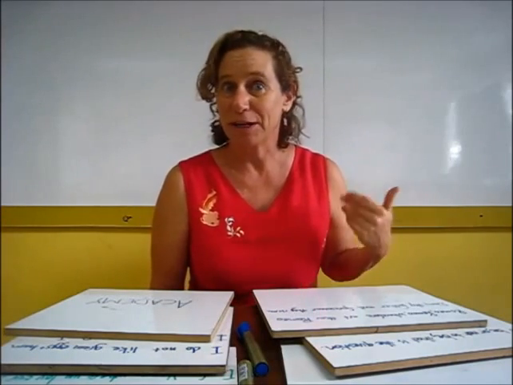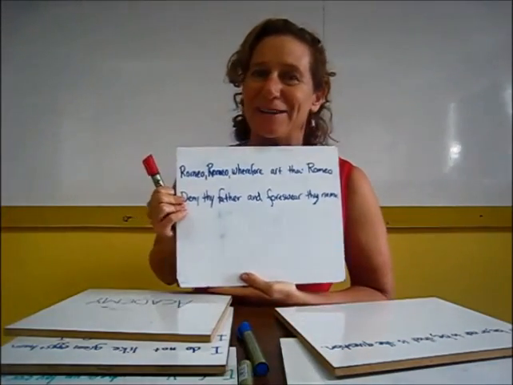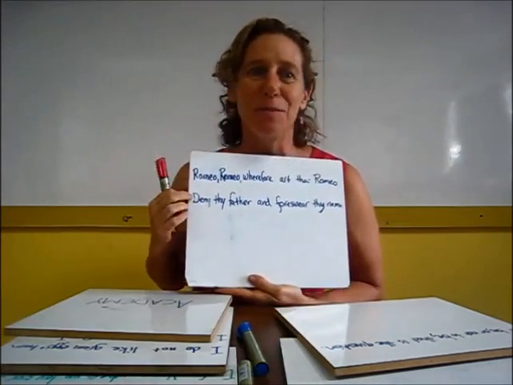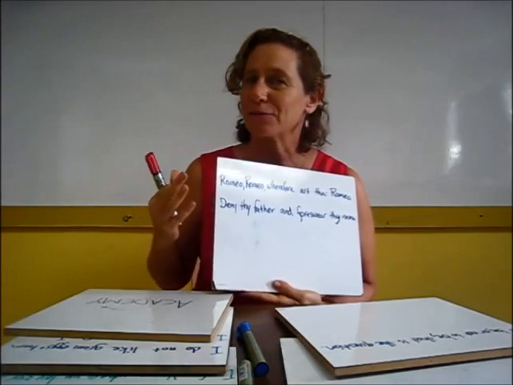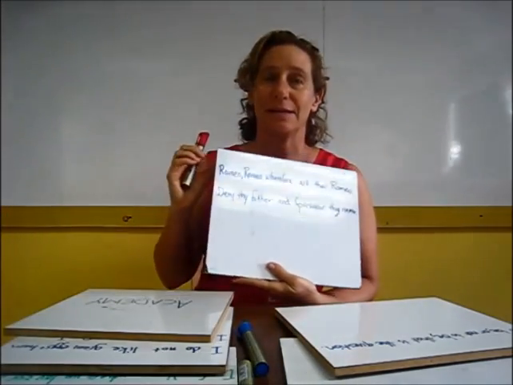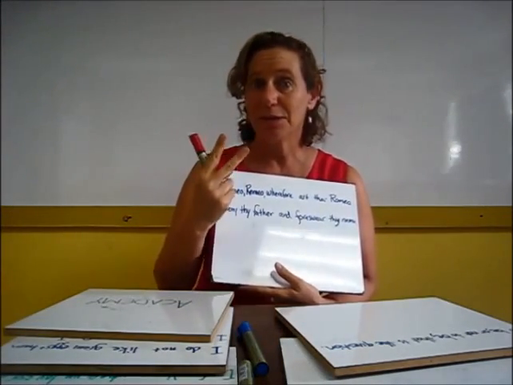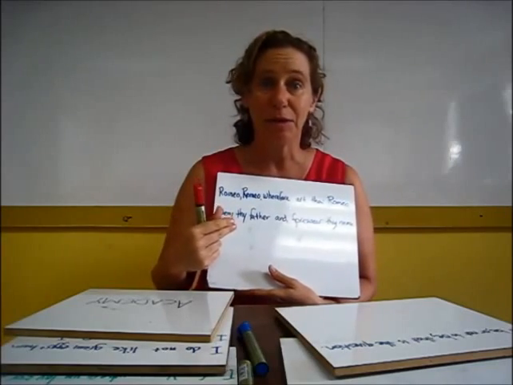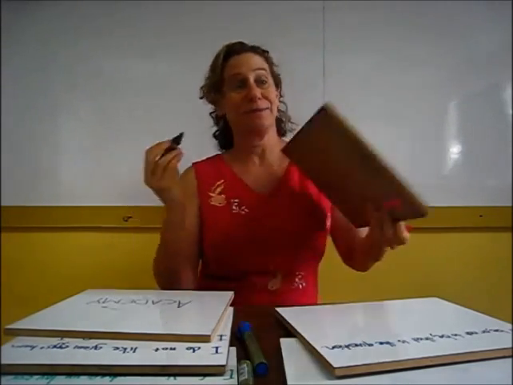So the first one I'm going to show you here is a real famous one from Romeo and Juliet, and you've probably heard it. Romeo, Romeo, wherefore art thou Romeo? Deny thy father and forswear thy name. Now, each one of these is a unit of 2 beats, 2 syllables, an unstressed syllable followed by a stressed syllable. That's called an iamb.